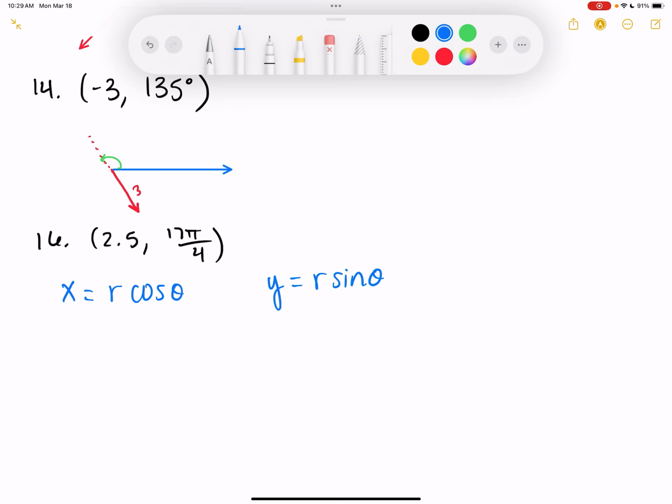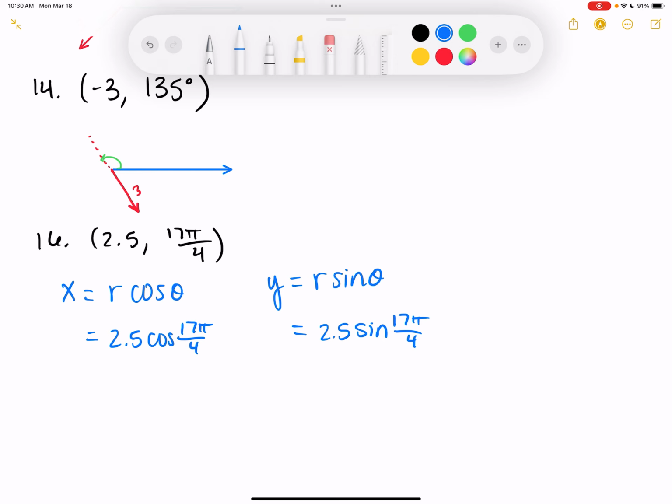Yep, so then just need to plug stuff in. So this is 2.5 cosine of 17 pi over 4. I'll go ahead and do the other one. 2.5 sine of 17 pi over 4. Now, do we know 17 pi over 4 directly? Well, no. But what can I do?